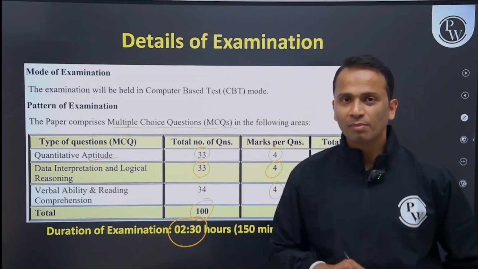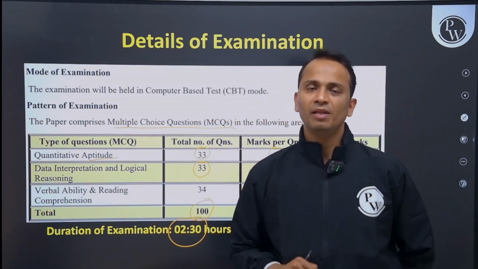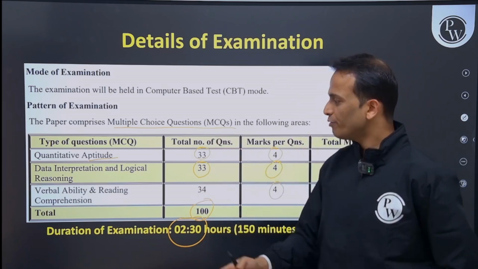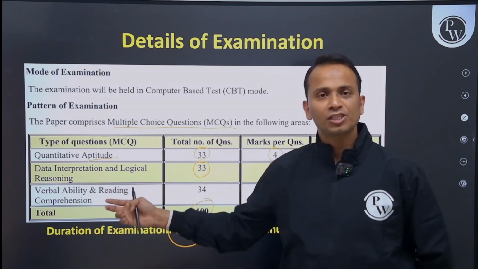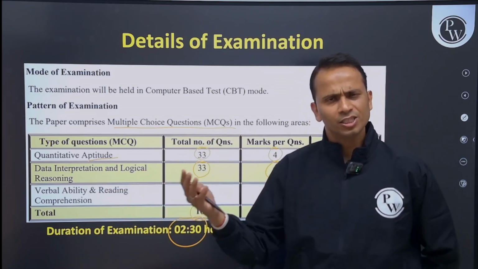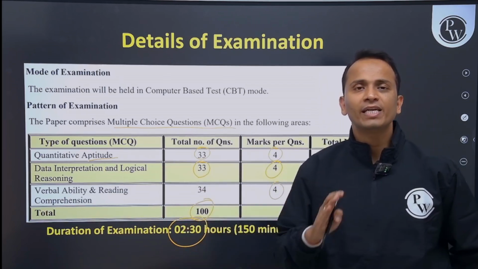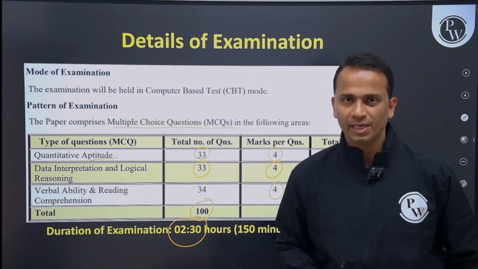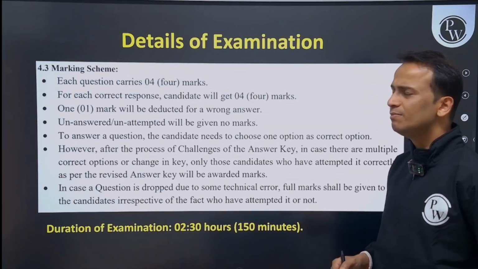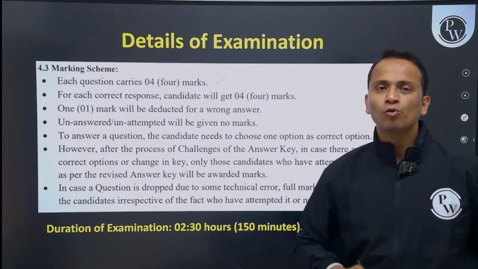Now, one very good thing about this examination is you don't have any sectional time limit, right? So you can shuffle among the sections, totally up to you. If you want to attempt the verbal ability section first, you can do that. After 20 minutes you want to switch over to another section, it can be done. So to attempt these 100 questions, you will get a total of 150 minutes, right? Now the next thing is further details about the marking scheme. So as we already know that number one, the marking scheme will be +4 for every correct.